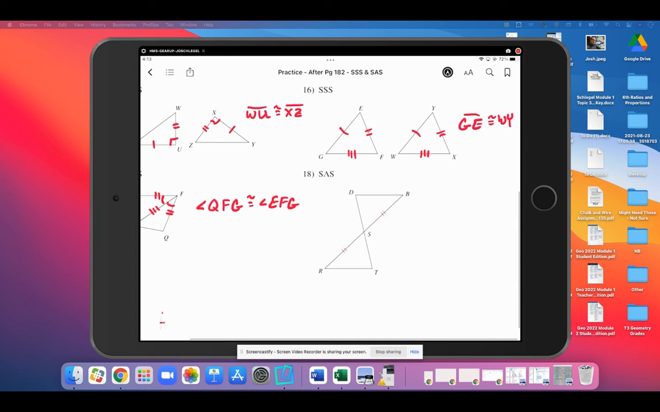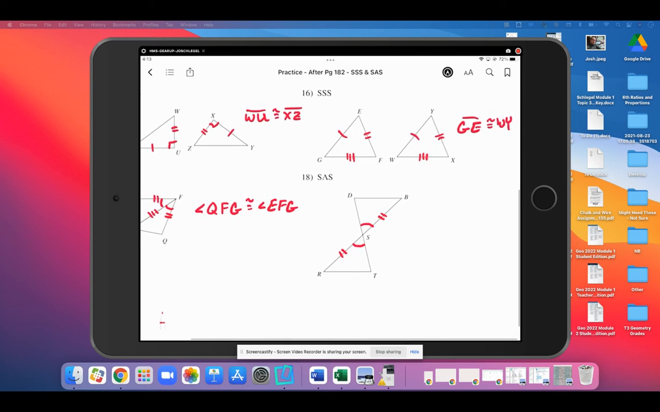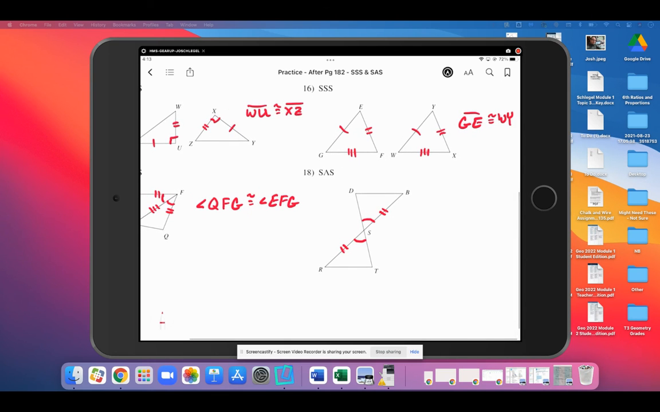Lastly, we're looking for side angle side. I do see that I have vertical angles here, so that's something that we are going to know. I do see that these two sides are congruent. And then lastly, I need the angle to be trapped between two sides. So side angle side says that I would have to have DS is congruent to TS.